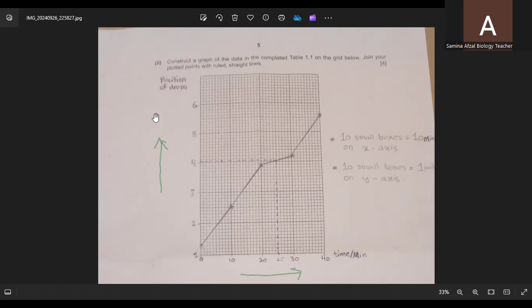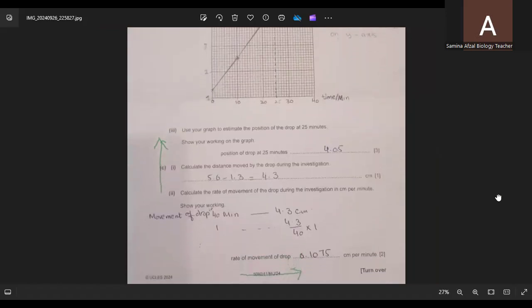In this way, the first value at 0 time was 1.3, then at 10 minutes it was 2.5, then at 20 minutes it was 3.9, at 30 minutes it is 4.2, and at 40 minutes it is 5.6. So all these values are drawn on this graph. Now we are moving towards the next question.